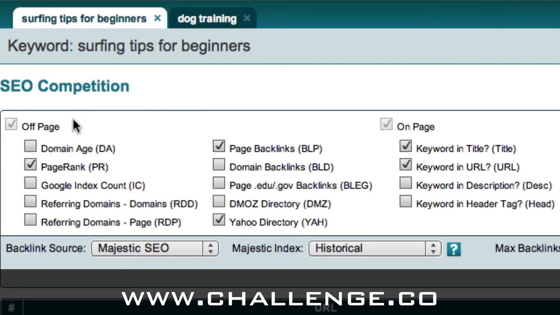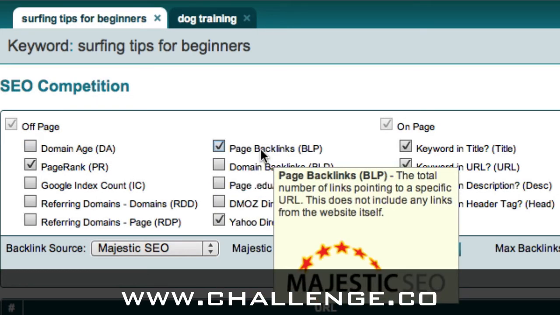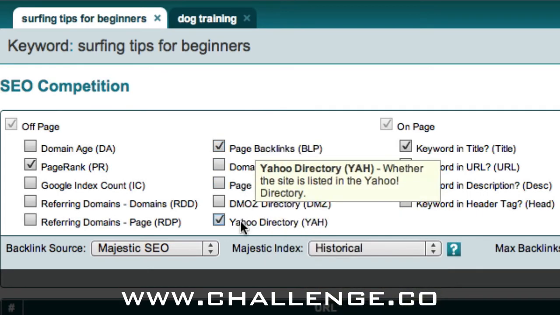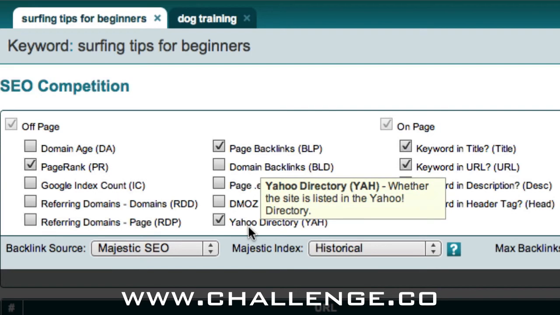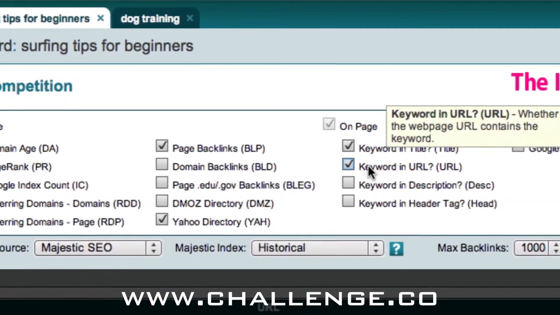The first one is page rank. The second one is the number of backlinks going to the page, which is BLP. The third one is whether the competitor is listed in the Yahoo directory. The fourth one is whether the keyword is in the title. And the last one is whether the keyword is in the URL. So uncheck every other box that's on there and only check those 5 options. That's all we're concerned with in the challenge.